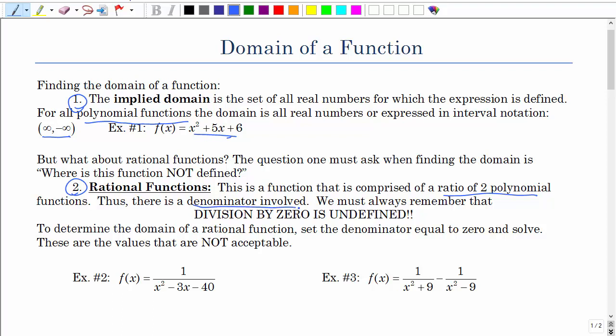And we have to remember that you can never divide by 0 because it's undefined. So in order to determine the domain of that rational function, we have to look at that denominator. So we're going to set that denominator equal to 0 and solve, and those are the values that are not acceptable, because if the denominator equals 0, then we have something that's undefined, which we don't want to happen.